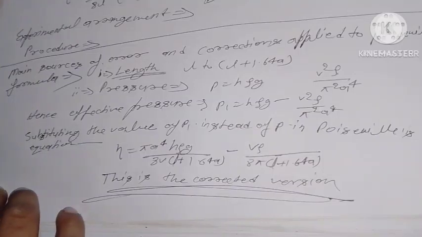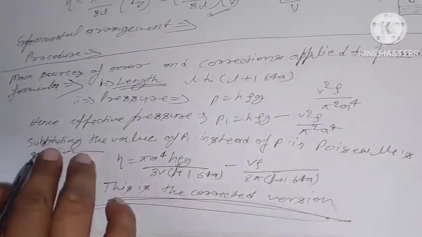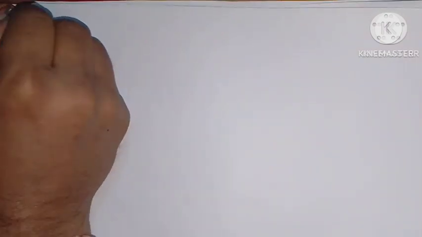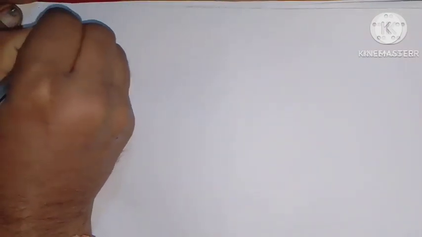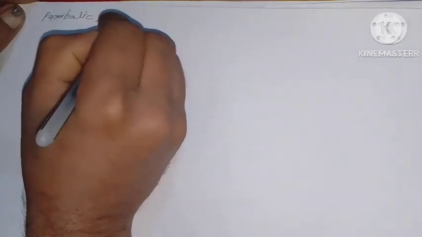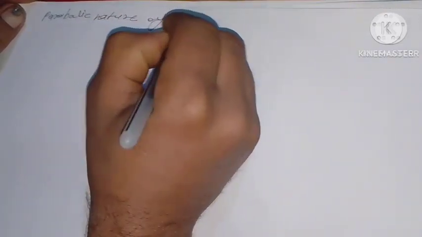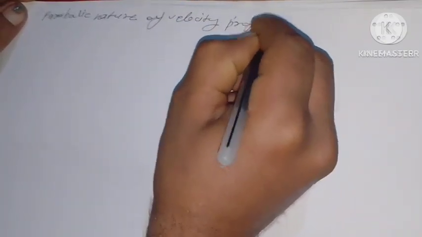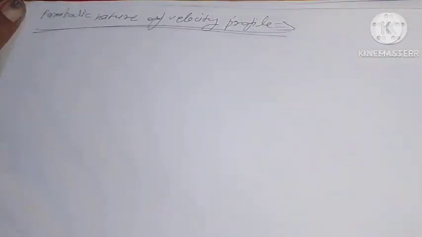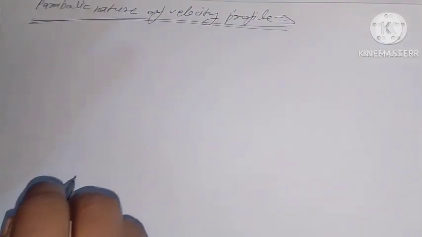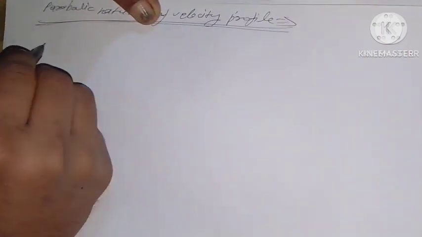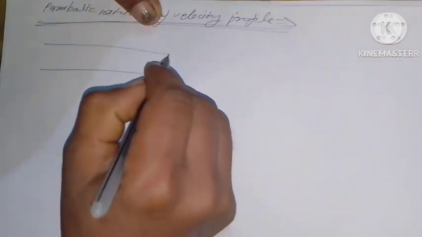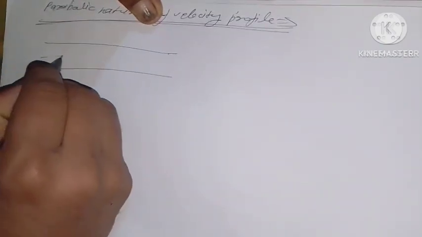Okay. Next heading, parabolic nature of velocity profile. Okay, this you can show by the help of this figure.